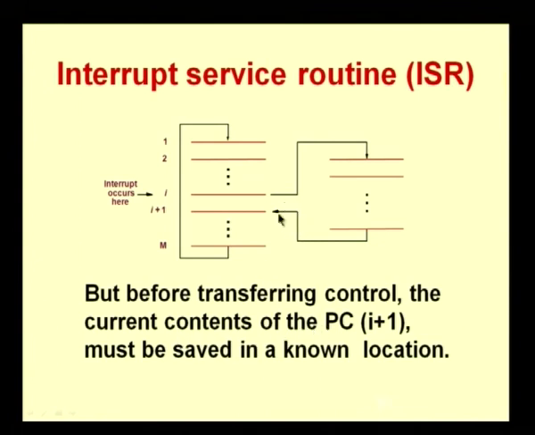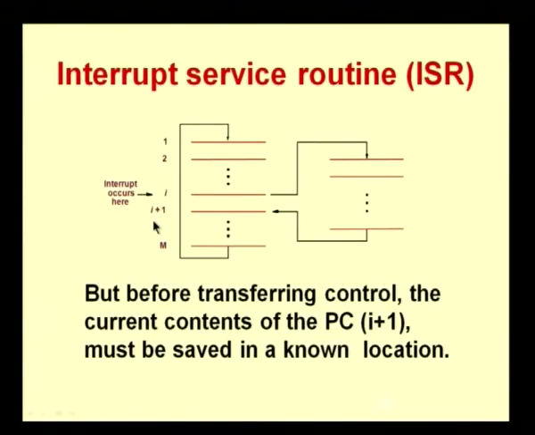Okay. But what we also need to do is, before transferring control, that is, before you change the contents of the PC, we also have to store the current contents of the PC, which is I plus 1. Now remember, when an instruction I is being executed, the program counter will already be pointing to the next instruction that has to be executed, right. It would have been incremented to point to the next instruction, so that will be fetched next. So now we need to save the contents, this I plus 1, which is the contents of the PC, in some special location or in some known location.